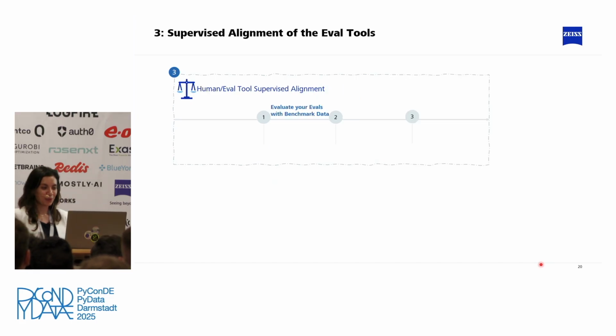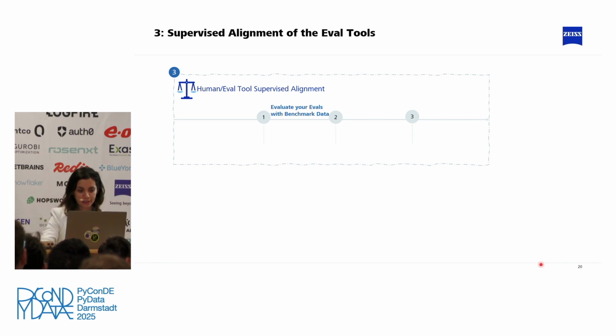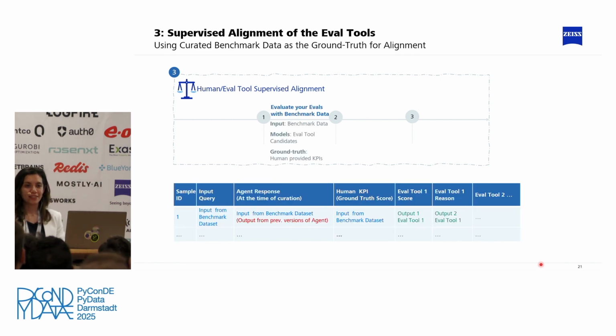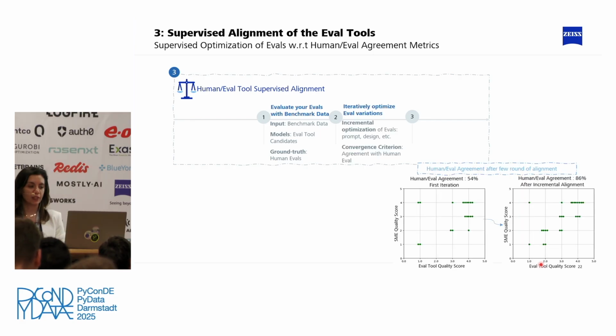Let's move forward to the supervised alignment of the eval tools. Here the idea is we have our candidate eval tools and we would like to align them with the human scores that we collected in our curated dataset. The benchmark dataset that I was talking about now becomes our main source. The inputs to this evaluation would be the benchmark data, the models that we would like to evaluate are the eval tool candidates, and the ground truth for us would be human-provided KPIs.